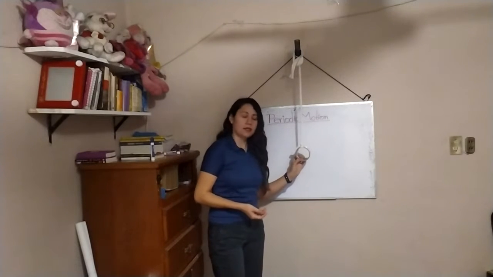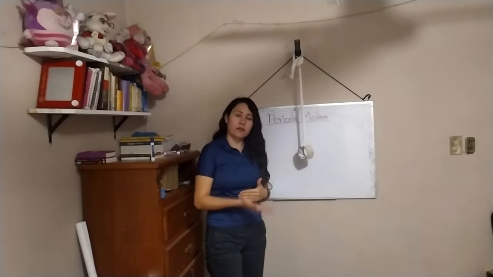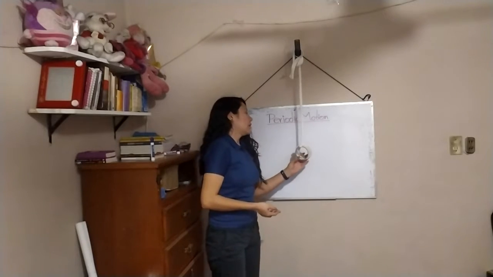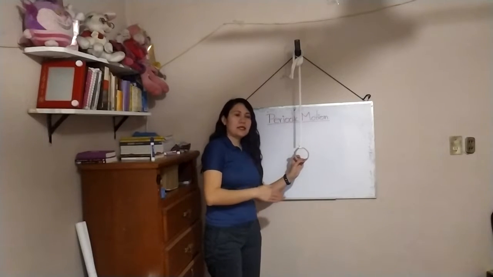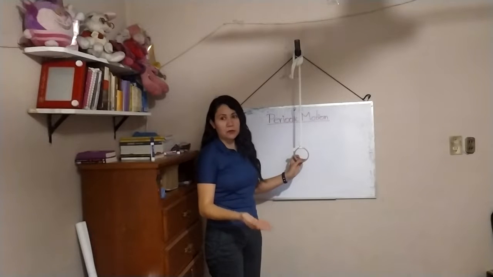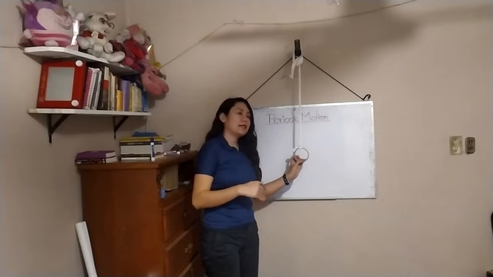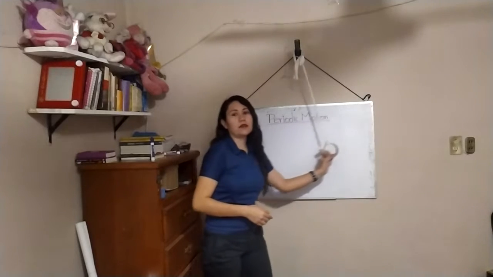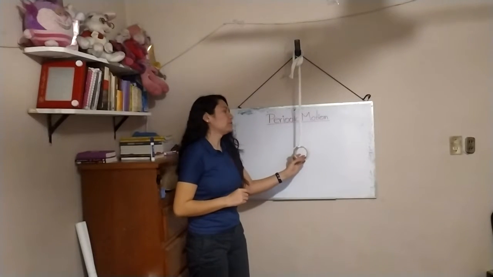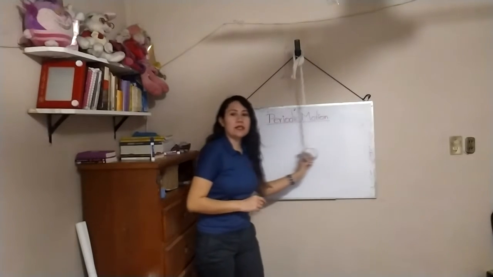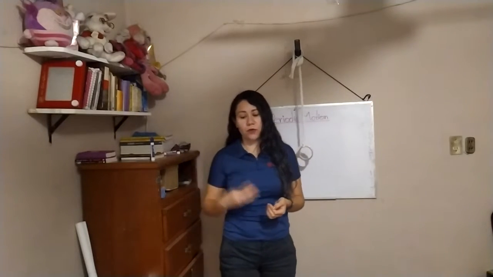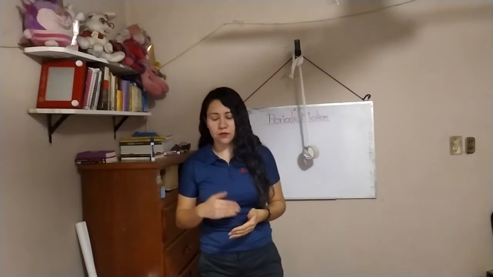Next we have frequency. Frequency is the inverse of period. And what is that? It means that period is the amount of time it takes to complete one cycle, while frequency is the number of cycles that we can complete in 1 second. Okay? Let's say we can do these 3 cycles in 1 second. That means that our frequency is 3 cycles per second, or 3 hertz. Hertz is the unit to measure frequency.